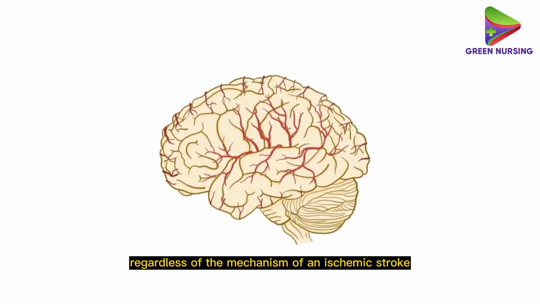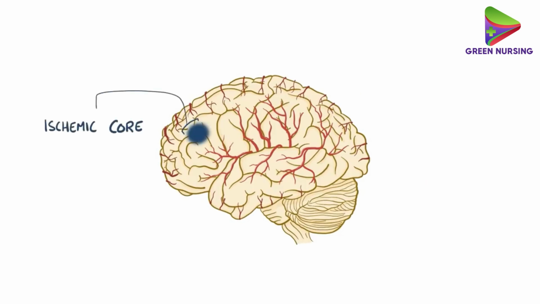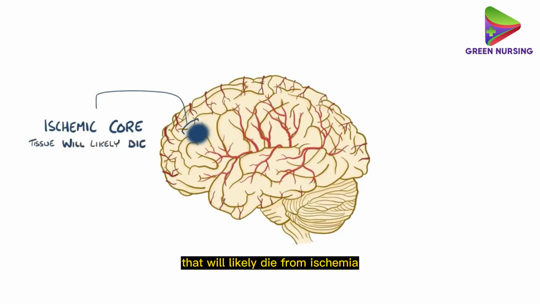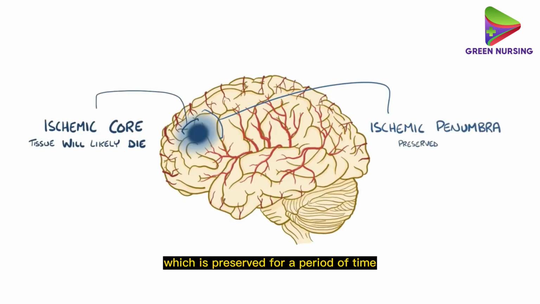Regardless of the mechanism of an ischemic stroke, it's helpful to remember that there is an ischemic core, which is the brain tissue that will likely die from ischemia, and then there is the tissue around the core, called the ischemic penumbra, which is preserved for a period of time by collateral circulation, and has a chance to survive if blood flow is restored quickly enough.